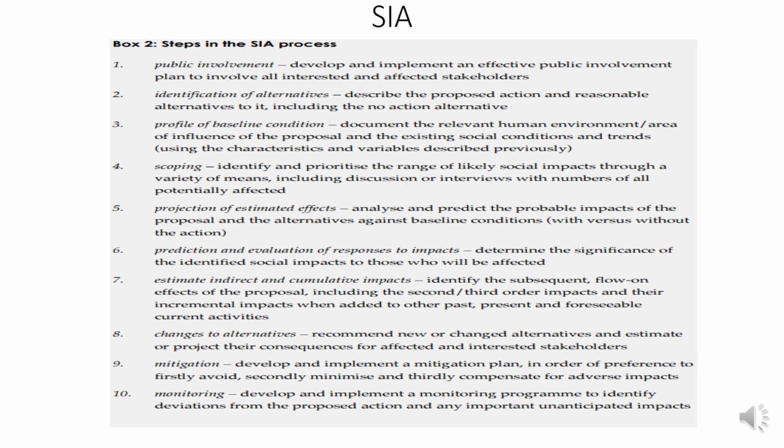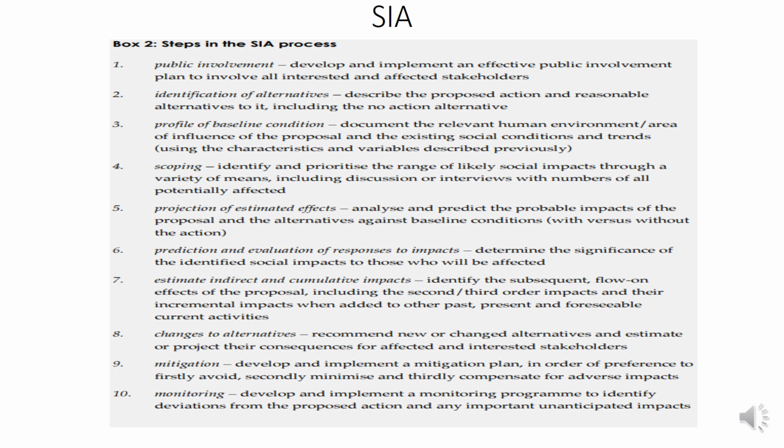And then we also have a change of alternatives. Here you are looking at when you recommend a new or a changed alternative. You also have to estimate and project their consequences for affected and interested stakeholders. Because sometimes, if you look at some alternatives, they may cost more, and that may hinder the implementation of the project by the stakeholders. So, once you are coming up with these alternatives, you have to consider what the impacts of these alternatives are to the community and to the stakeholders that are involved in the process.